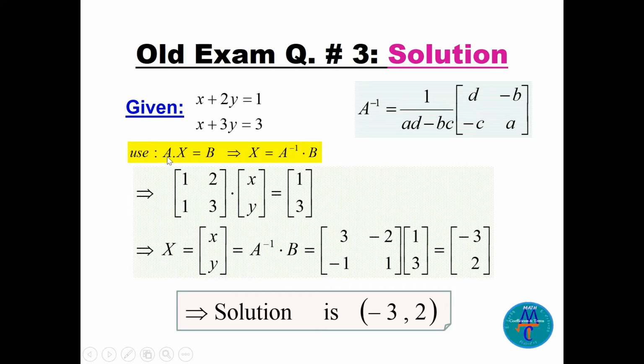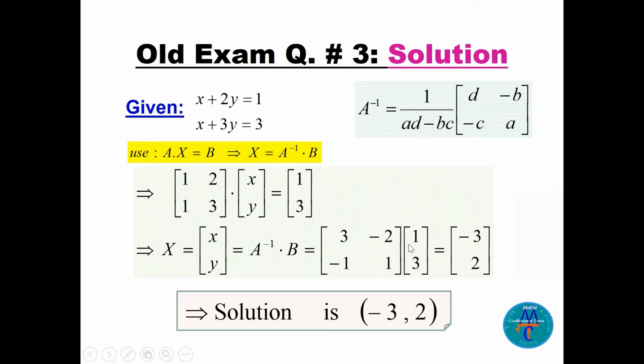Now we have to use this formula. This is method number 6: using the inverse to solve the linear system. If we have A times X is equal to B, then X will be A inverse times B. So the only thing we have to do is find the inverse of A. There's a formula here, A inverse, 1 over AD minus BC, but remember A will be a, b, c, d at the beginning. So find the inverse of this, it will be 3, minus 2, minus 1, 1.